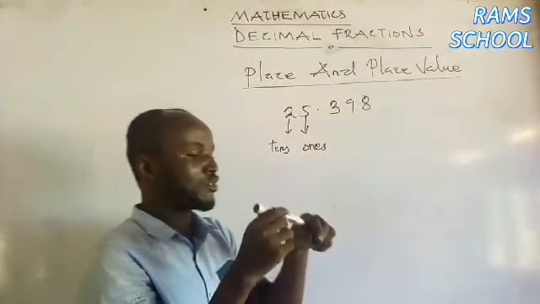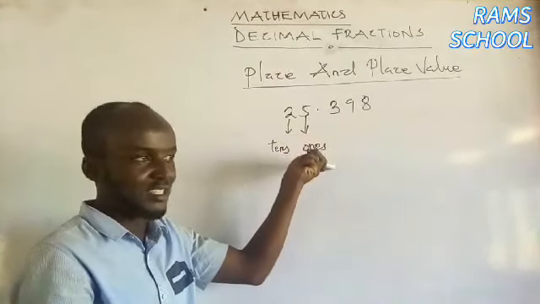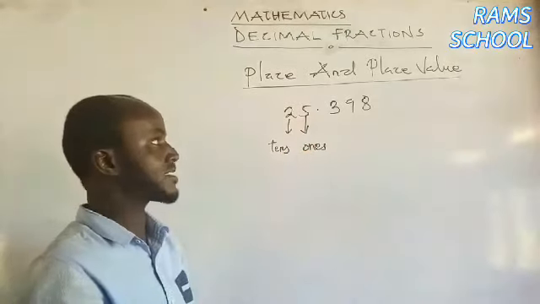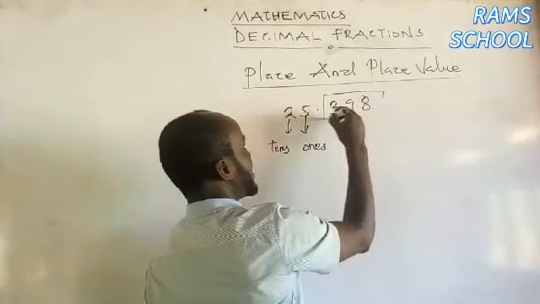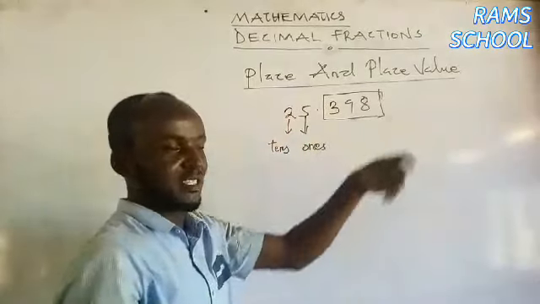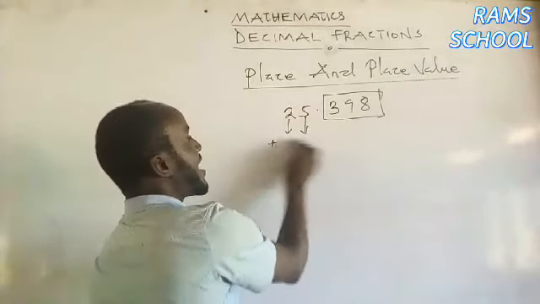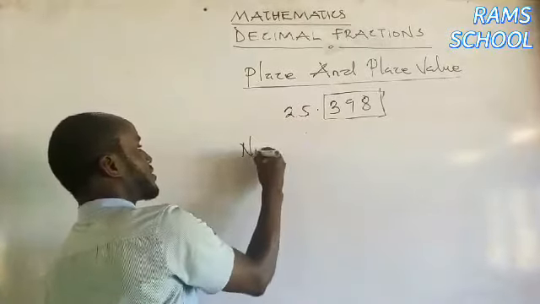If you look at the place value, the place value of 5 is 5 ones, and the place value of 2 is 20 or 2 tens. But someone will ask, what about the decimals? These digits here, they have their own places.